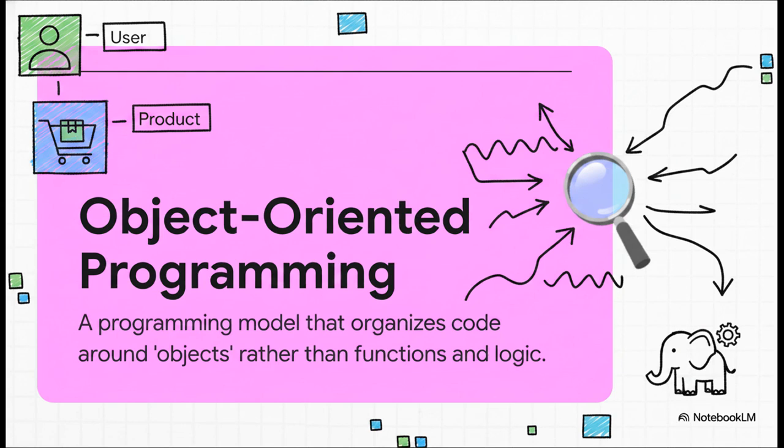So what even is OOP? Well, at its heart, it's all about modeling real-world things inside our code. Think about it. You can create a user object or a product object, and each one holds its own data and can perform its own actions. It's just a much more intuitive way to think about and structure your code.